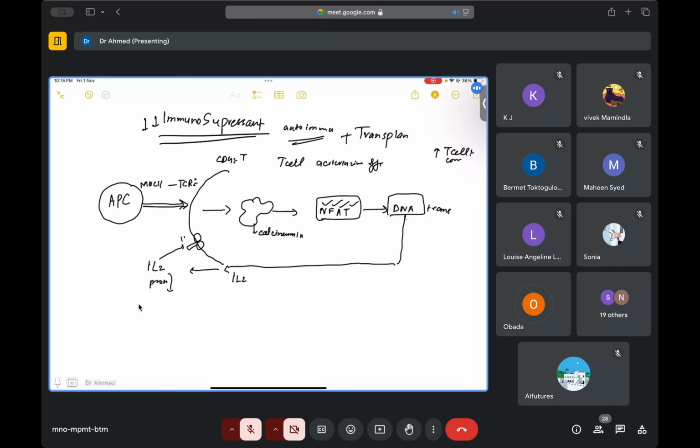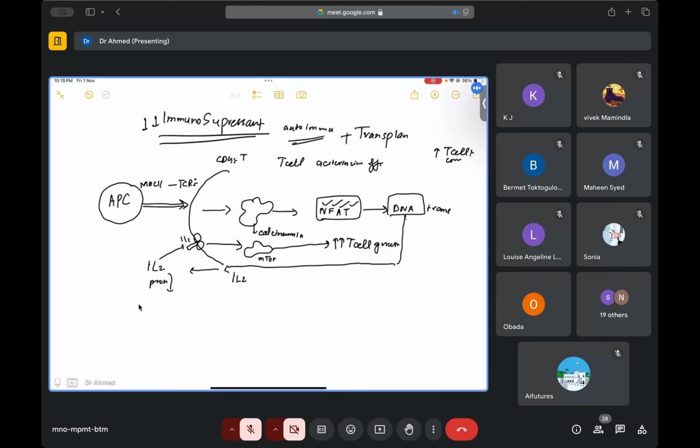Then the IL-2 receptor is again going to send some intermediate protein. That is mTOR. mTOR is going to go and increase the concentration, or simply you can say increase the growth, of your T cells. So let me repeat it again.